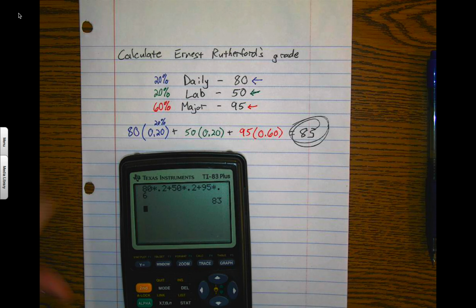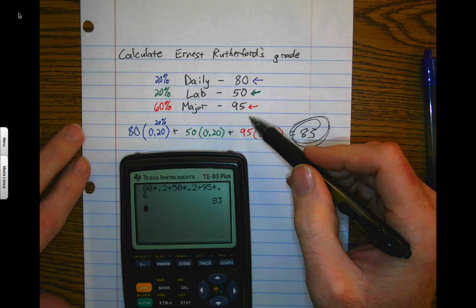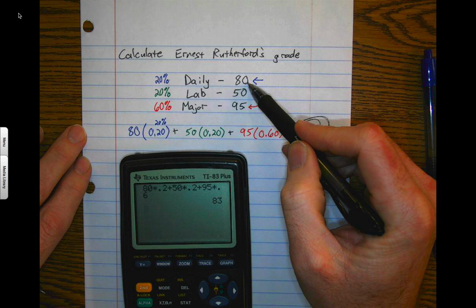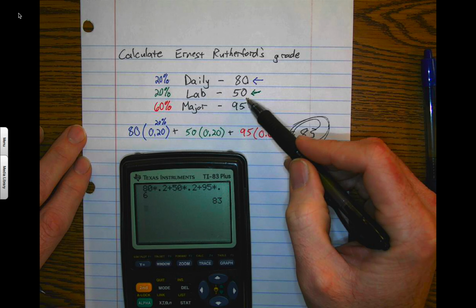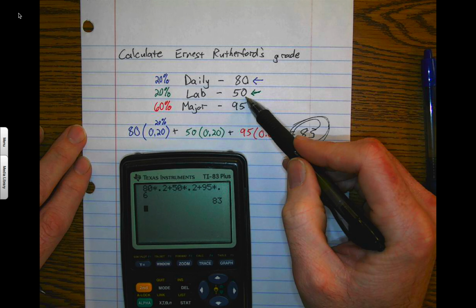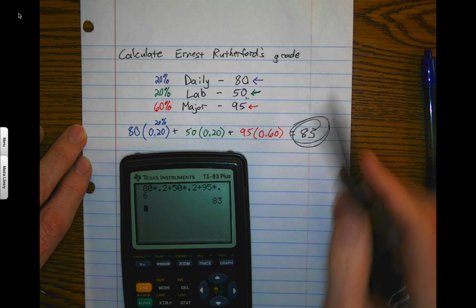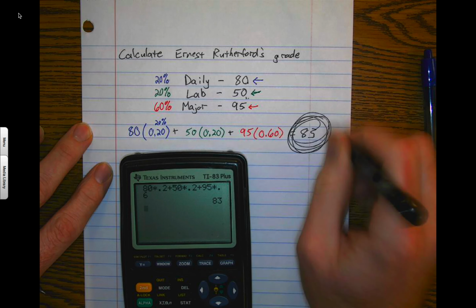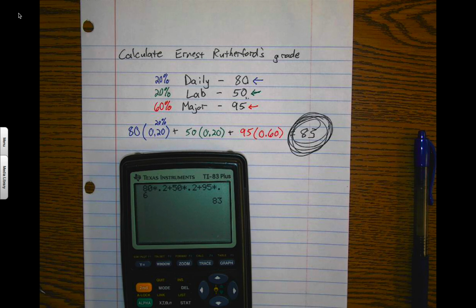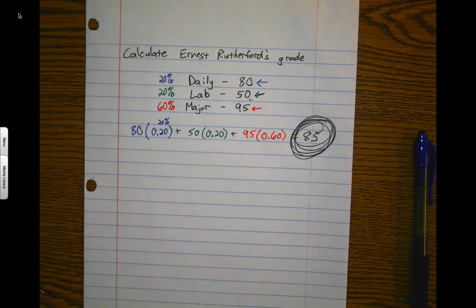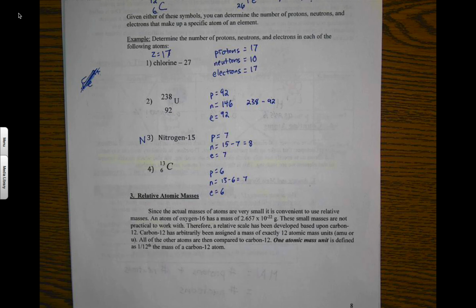So even though he smoked the test and he even turned in some of his daily work, nothing kills your grade like a missing lab report. So I'll take this opportunity to tell you guys that those lab reports do mean something. Even though they're 20% of the grade, they still do count a lot. So let's see if we can get into what this is.